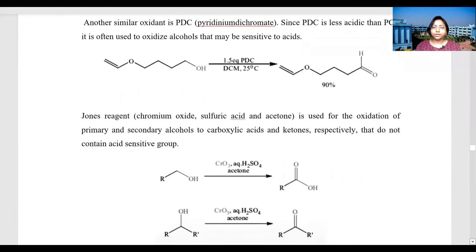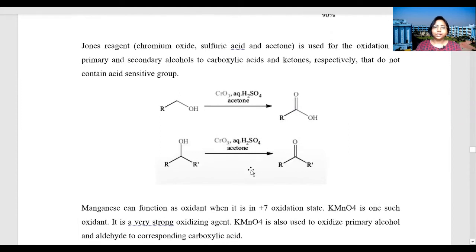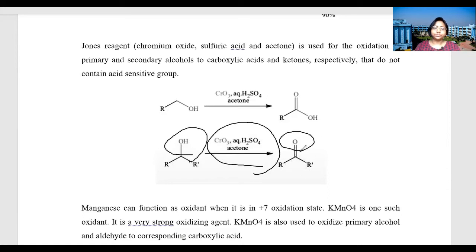Now, another example is also given here, with the similar Jones reagent, the chromium oxide, sulfuric acid and acetone. It is the similar part, the Jones reagent, and here is the alcohol and its conversion.